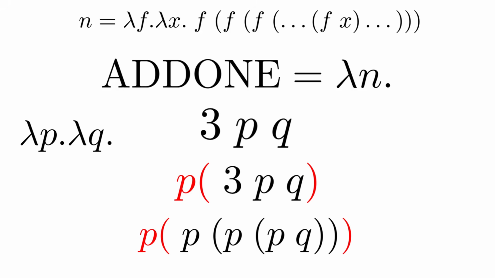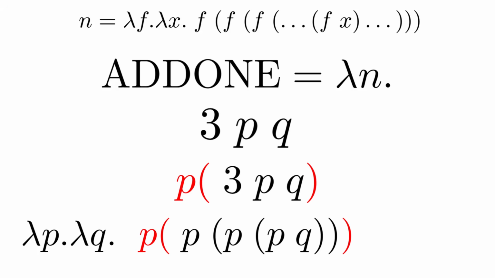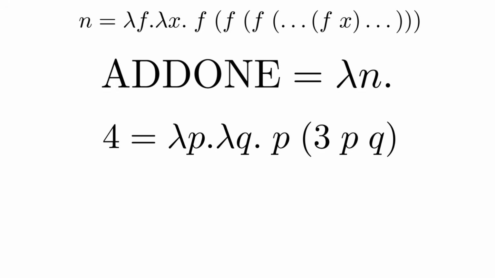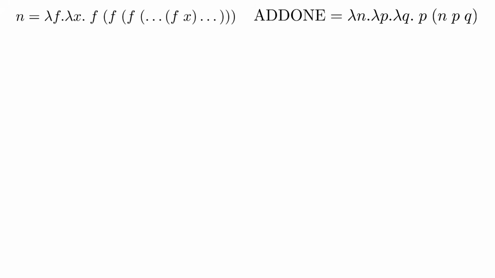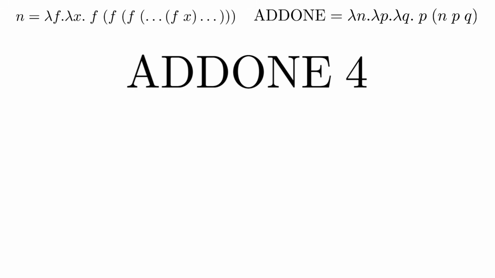All that is missing is the lambda p dot and lambda q dot, which we can just add at the start. The fact we are using p and q instead of f and x doesn't matter, as they are both just placeholders. This means 4 equals lambda p dot lambda q dot p 3pq. Now, if we want to change 3 to any n, add 1 equals lambda n dot lambda p dot lambda q dot p npq.